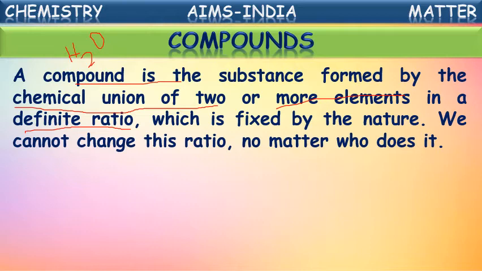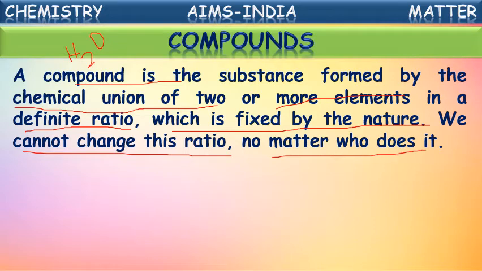That ratio is fixed. In carbon dioxide, one carbon and two oxygen atoms combine and form carbon dioxide. The ratio is fixed by nature. We cannot change the ratio no matter who does it. We cannot change the molecular formula of water or any other compound, because it was fixed by nature. That is what we have to follow.